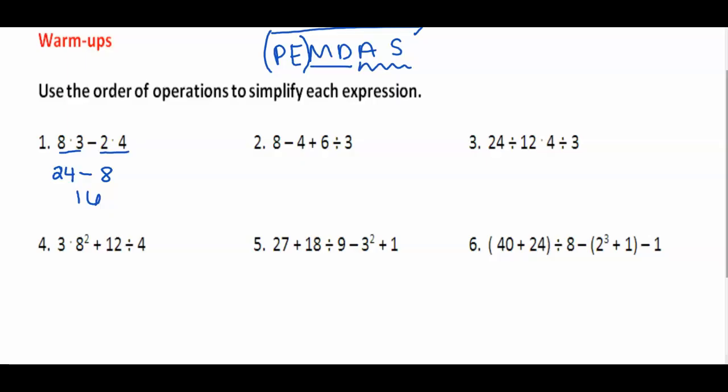And number 2, left to right, we have subtraction, addition, division. So we're going to divide to start. So 8 minus 4 comes down, plus comes down, 6 divided by 3 is 2. And now order of operations left to right says I subtract 4 from 8 first. So you get 4 plus 2, which is 6.